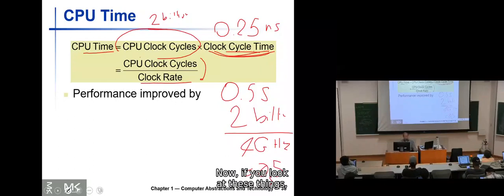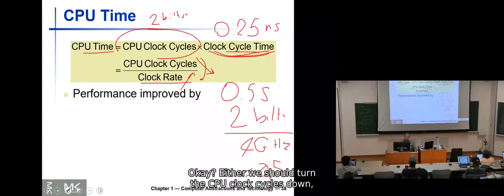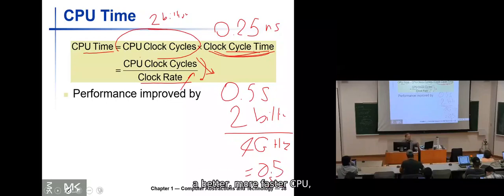Now, if you look at these things, it will give us more information. If you want to make something faster, the CPU time less, then when there is a division, you could either decrease the numerator or increase the denominator. Okay? Either we should turn the CPU clock cycles down, or we should increase the clock rate. As you told us, you could have a faster CPU, which has a better clock rate.